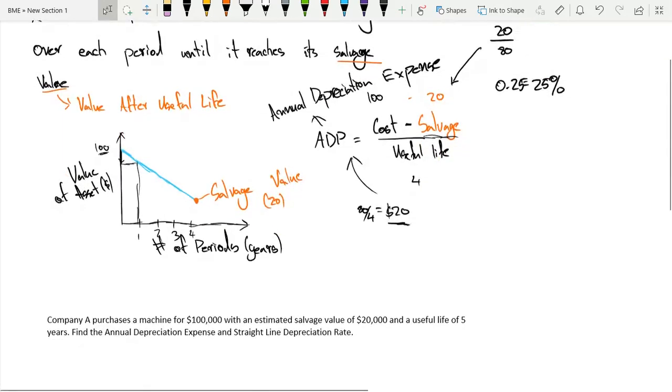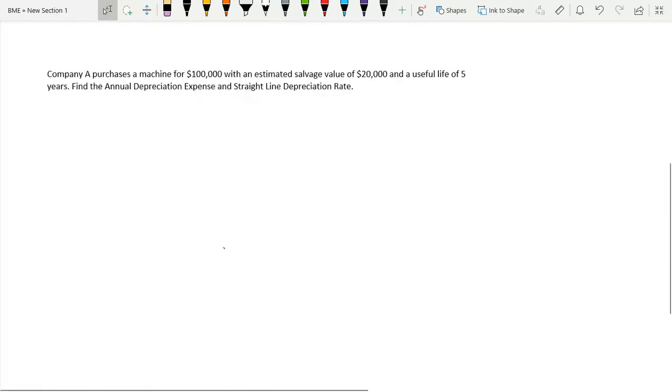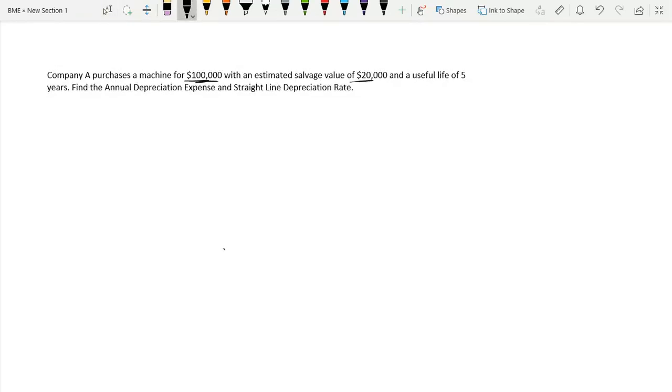So now we're going to go over a problem. Company A purchases a machine for $100,000 with an estimated salvage value of $20,000 and a useful life of 5 years. Find the annual depreciation expense and the straight line depreciation rate.